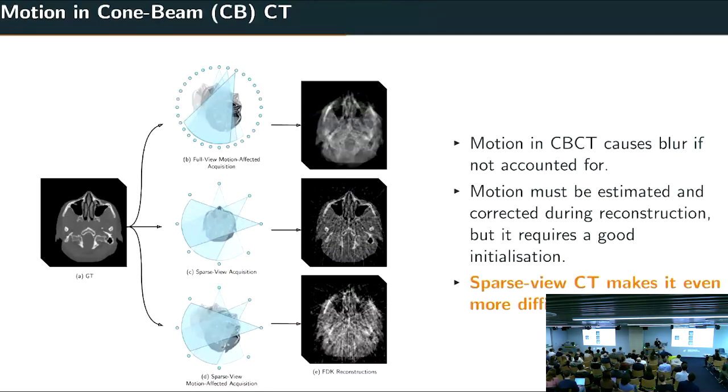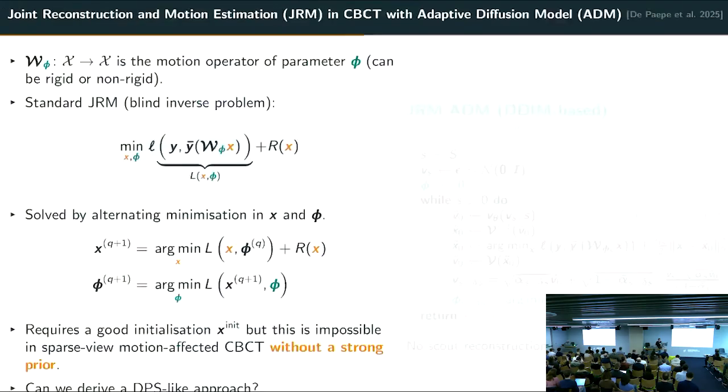I will start with the first application, motion compensated head CBCT. In CBCT, we've got motion blur if we don't account for this motion, and we have to estimate the motion jointly with the image. During reconstruction, we have to estimate motion and the image simultaneously. However, this type of approach requires a good initialization, which is not possible in sparse CBCT due to the strong artifacts.